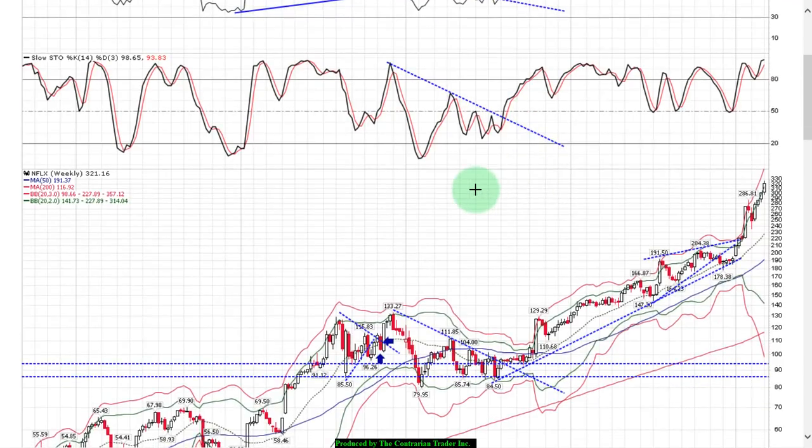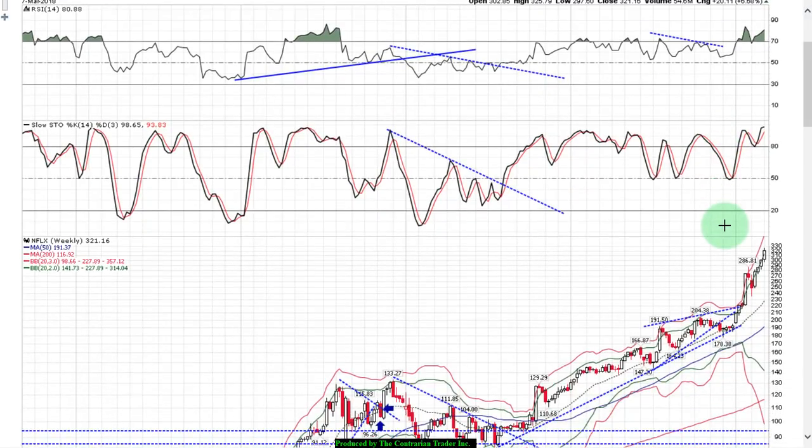Netflix, weekly chart. I got to tell you, I subscribe to Netflix. I don't get it. I mean, sometimes they have good movies on. Most of it's old. A lot of it's B-rated movies. I just don't get it.